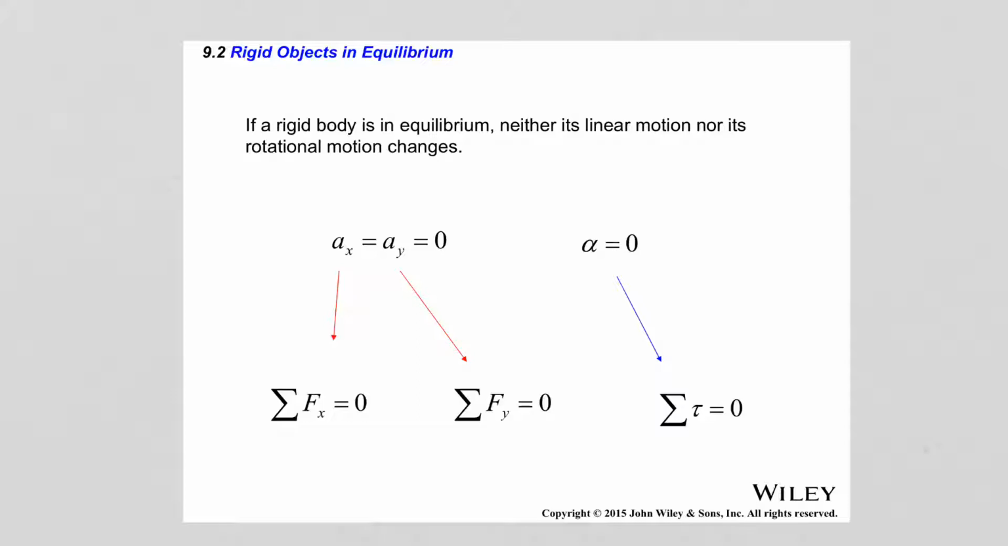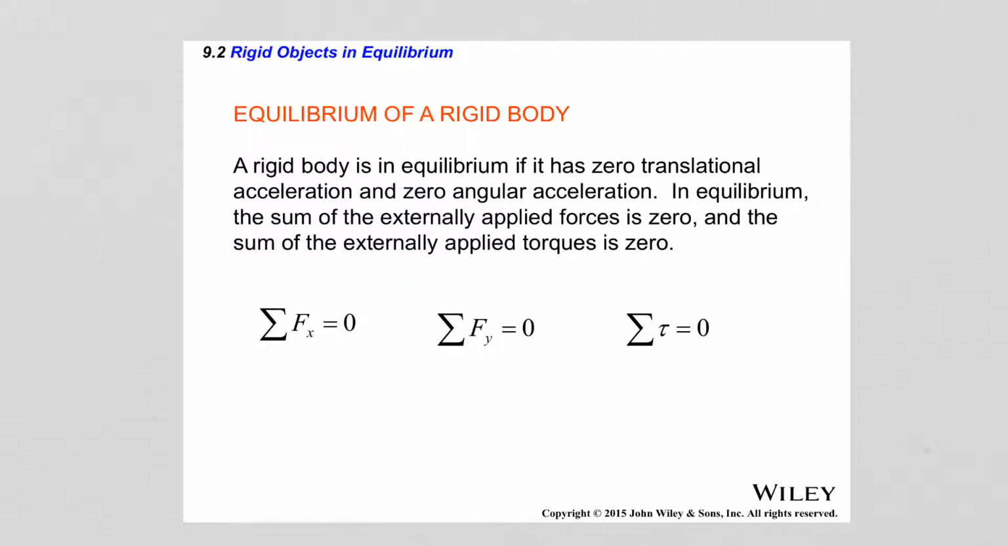So we have a general condition for equilibrium which states that the net force on an object is zero, the net torque on an object is zero, and then this object is in equilibrium. There is no rotation, there is no acceleration during rotation, there is no acceleration during translation. So a rigid body is in equilibrium if it has zero translational acceleration and zero angular acceleration. In equilibrium, the sum of the externally applied forces is zero, and the sum of the externally applied torques is zero.